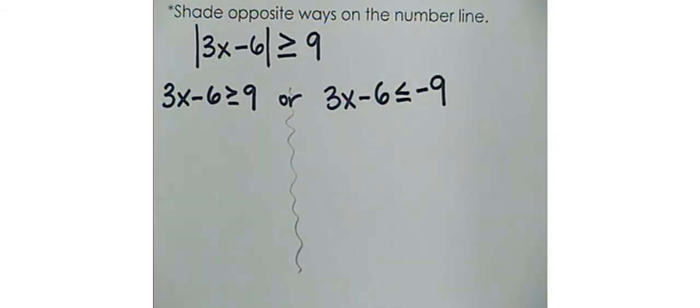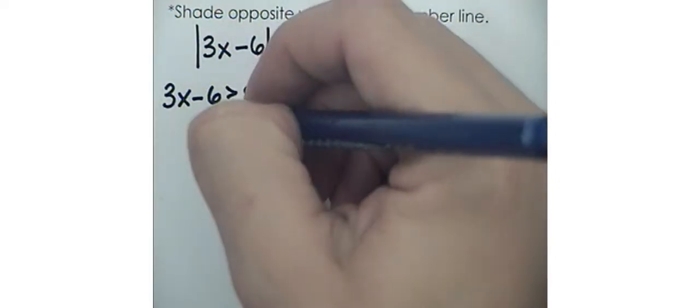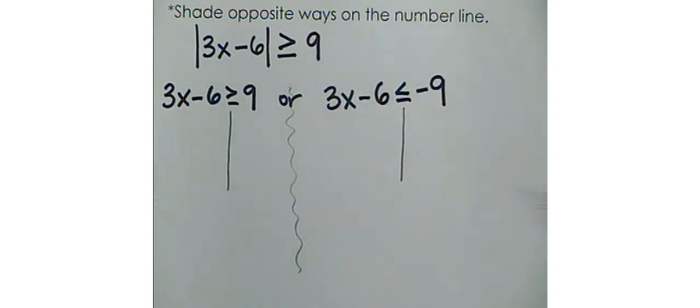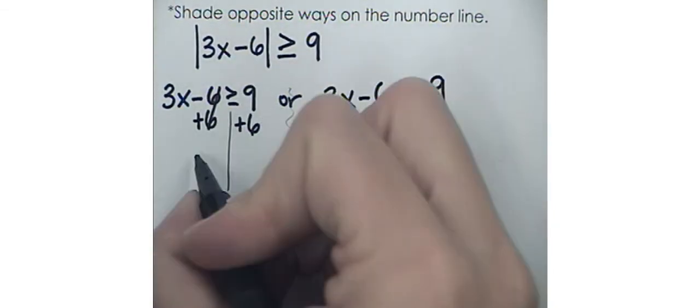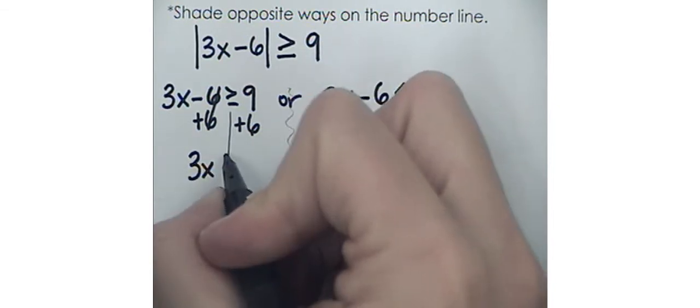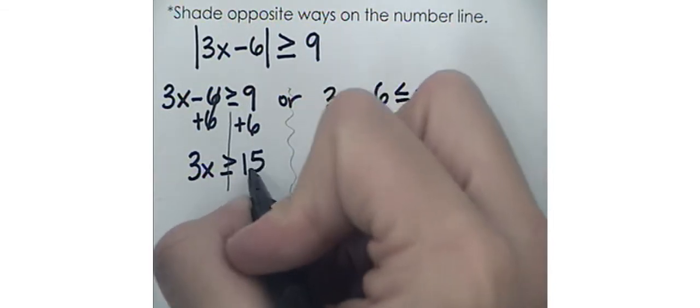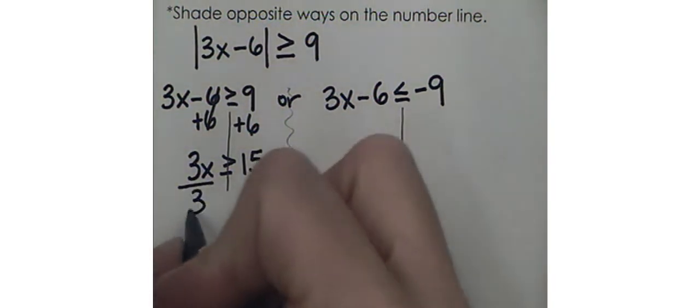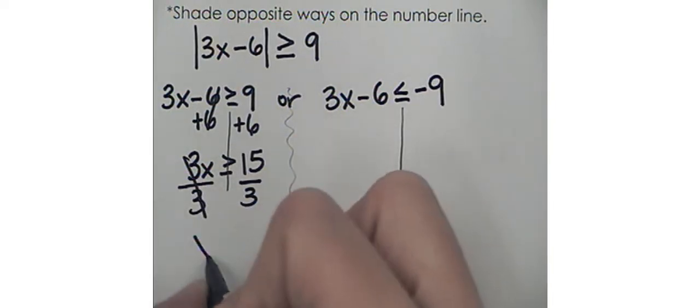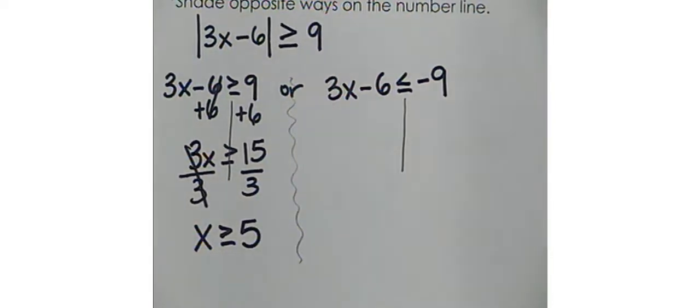In order to solve, remember these are two separate questions, so I'm going to solve them separately. I want to keep my two sides balanced, so I'm going to draw lines down. And our goal here, we're trying to get this 3x alone first. Add 6. So we get 3x is greater than or equal to 15. Divide both sides by 3. x is greater than or equal to 5.